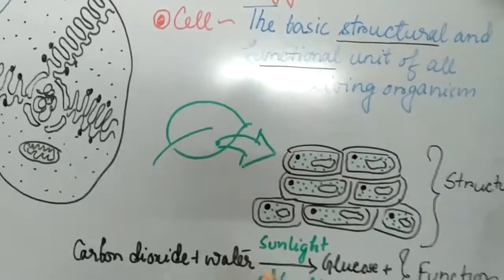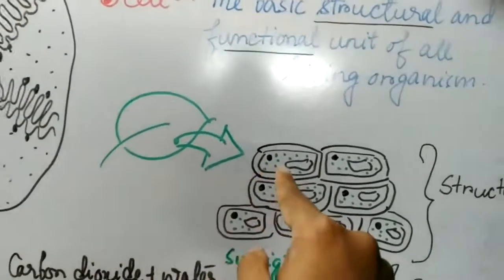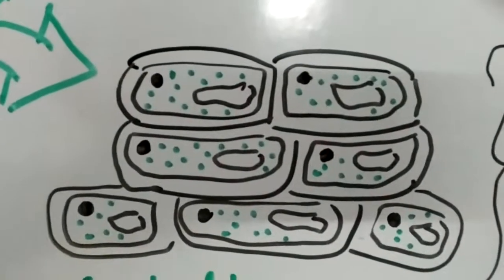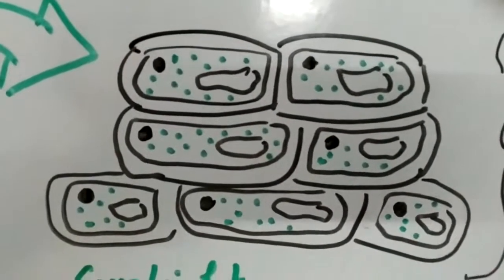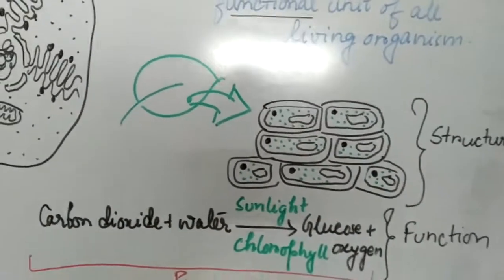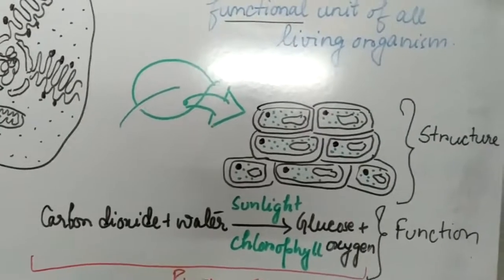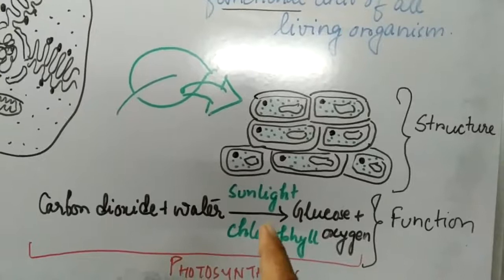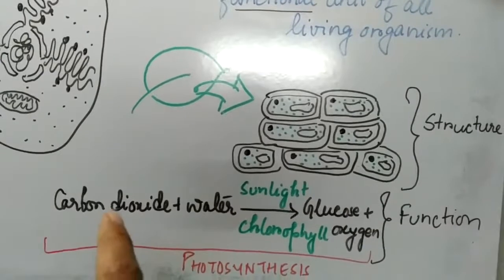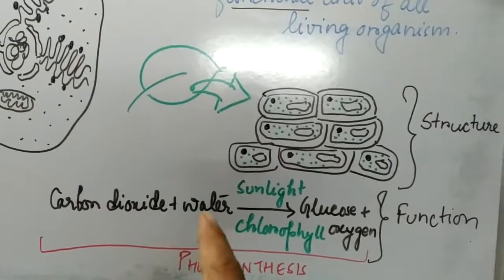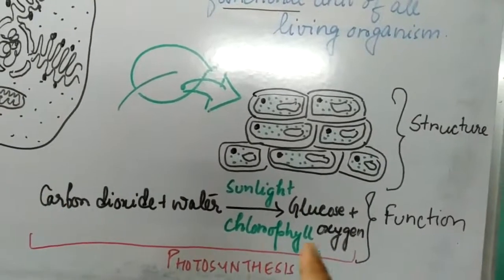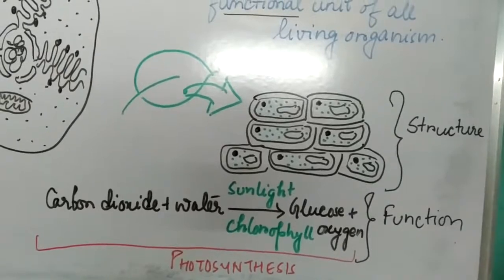Now you see, I have drawn green dots within the cell. These green dots represent the chlorophyll. We have already read about chlorophyll in chapter 1, the leaf. Now what is the function of chlorophyll? Chlorophyll helps in trapping solar energy so that it can combine carbon dioxide with water so that we get food as well as oxygen. This entire process which I have shown is known as photosynthesis.